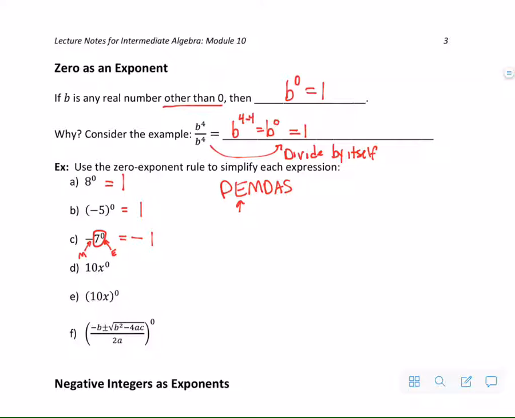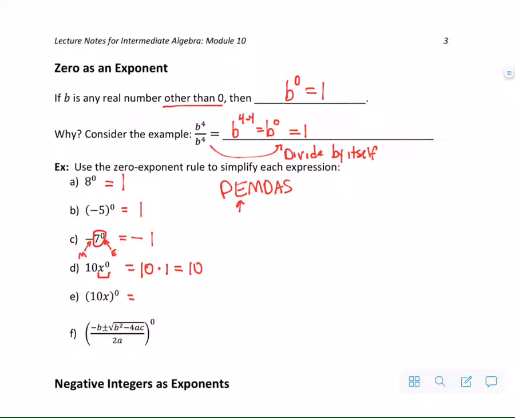So that answer is negative 1. The next example should kind of drive this home. x to the 0 power. It's 10 times x to the 0. The x to the 0 part of that is 1, but the 10 doesn't have an exponent of 0. So this would be 10 times 1, or just 10.